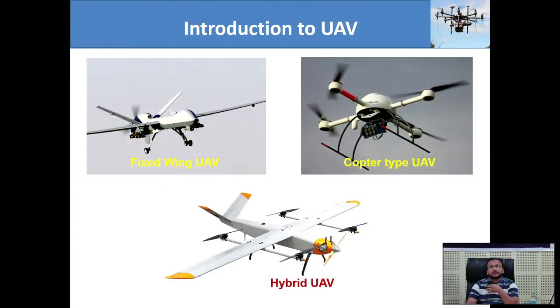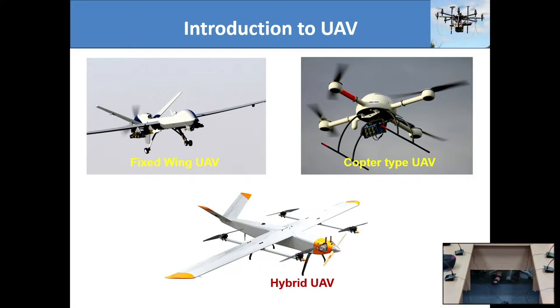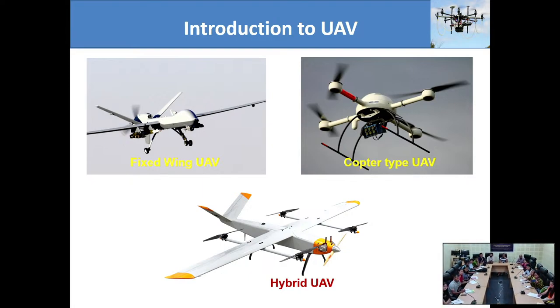First, we know about the drone things, then what are the types and how it is working. These are the three broad categories we see. First, the left image, the top side, you are seeing a fixed wing UAV. This is one kind of UAV. The right side is the copter type which you have seen yesterday, and the bottom is the hybrid kind. So first you see the fixed wing UAV.